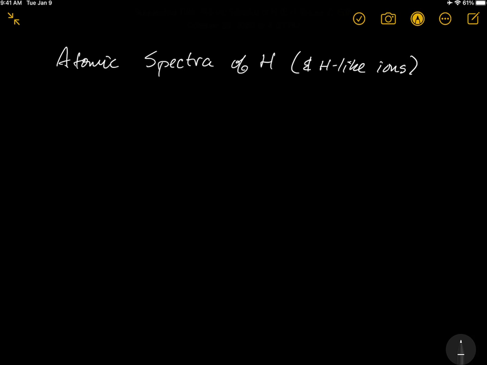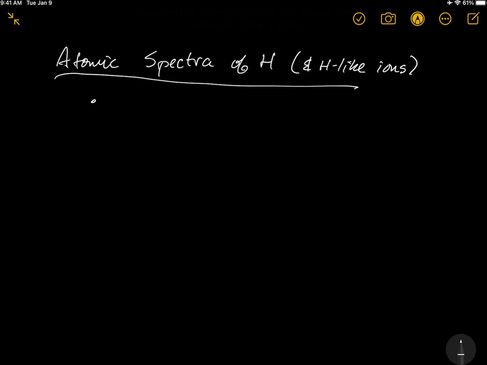Okay, so in the previous lecture we talked about the energy levels of the hydrogen atom, and we talked a little bit about the classical turning point and defined something called the Bohr radius and the Rydberg constant. And so we're going to use those concepts to talk a little bit about what we expect in the atomic spectra. And first of all, what do I mean by atomic spectra?